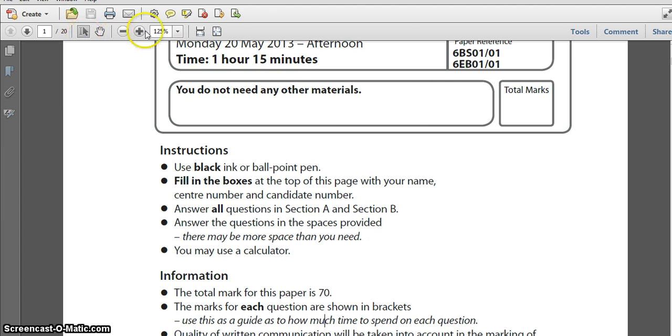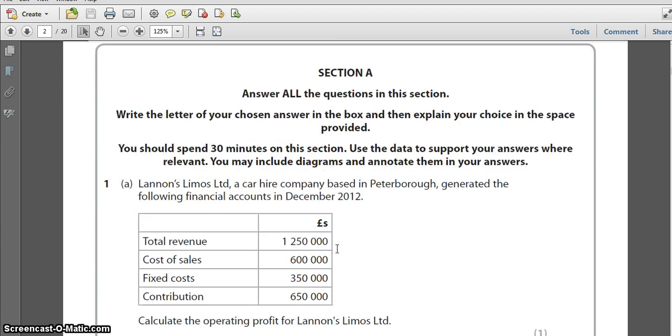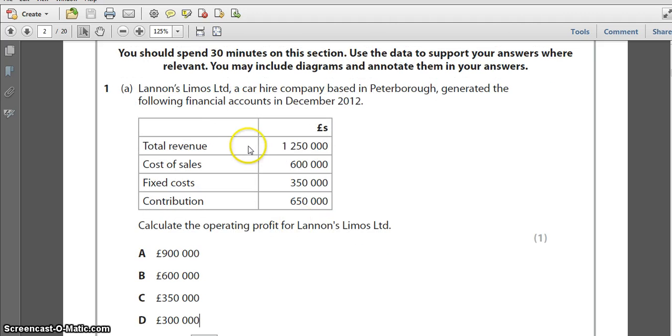Let's go straight to question number 1. So here we go, question number 1. So let's have a look. Right, a limo company based in Peterborough generated the following accounts. We've got revenue, cost of sales, fixed cost contribution. Calculate the operating profit. Right, so first question straight into a maths-based one.